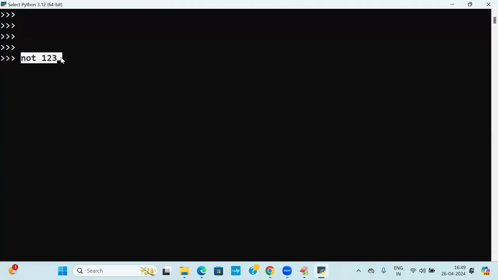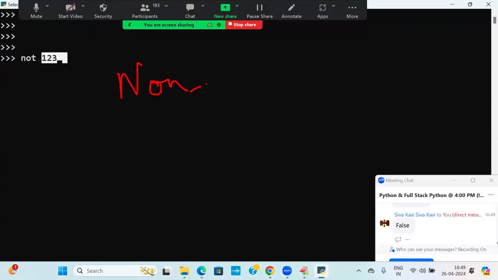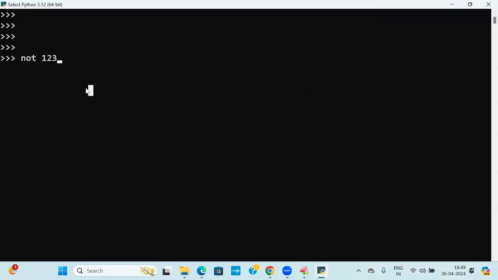Everybody can answer. Even a 60,000-rank student will answer. High-end question: what is 1, 2, 3? Non-zero. My sir already said that. Where did I say this? In the Boolean data type, bool data type. Non-zero is called what? True. Zero is called what? False. What is 1, 2, 3? Non-zero. Non-zero means true. Not true.